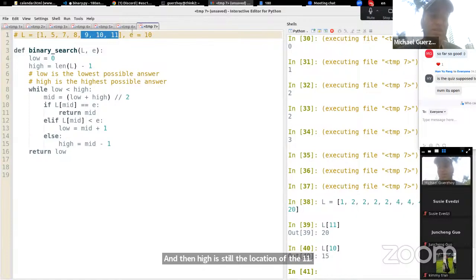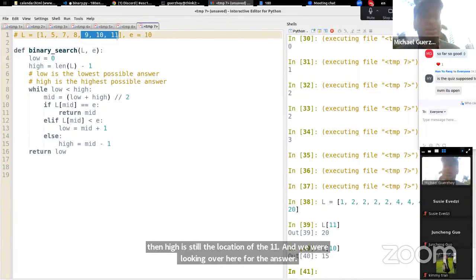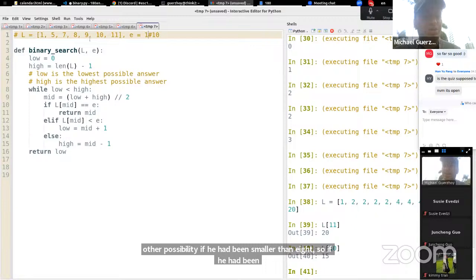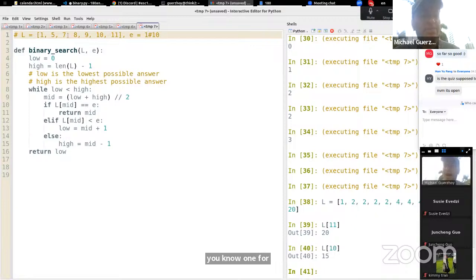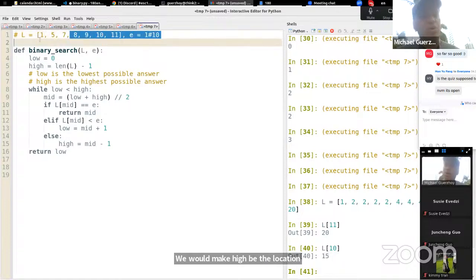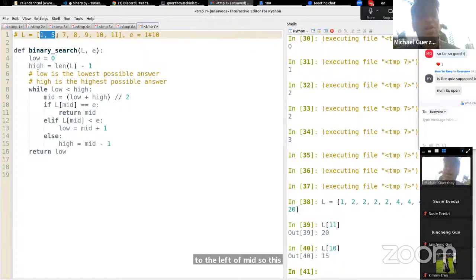The other possibility, if E had been smaller than 8, so if E had been 1, for example, then it would be the other way. We would make high be the location to the left of mid, so this, and low would still be the same. So we'd be looking over here for the answer.